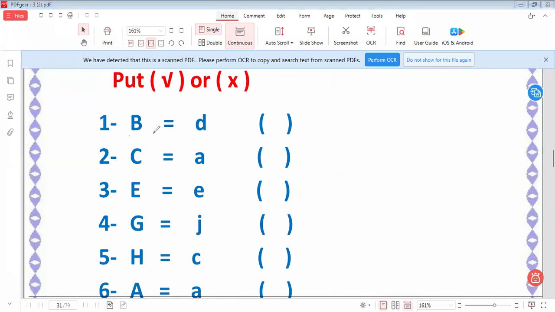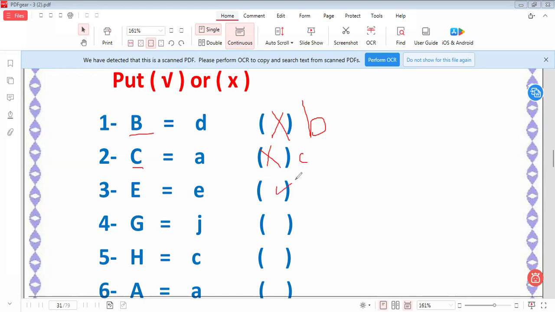Here we have B capital. B small written like this, wrong. So the answer to be here is B. Here is C capital. How can I write C small? I write C small as it is. So is it correct? No, it's not correct. So I put here the wrong, and I corrected it with C as it is.